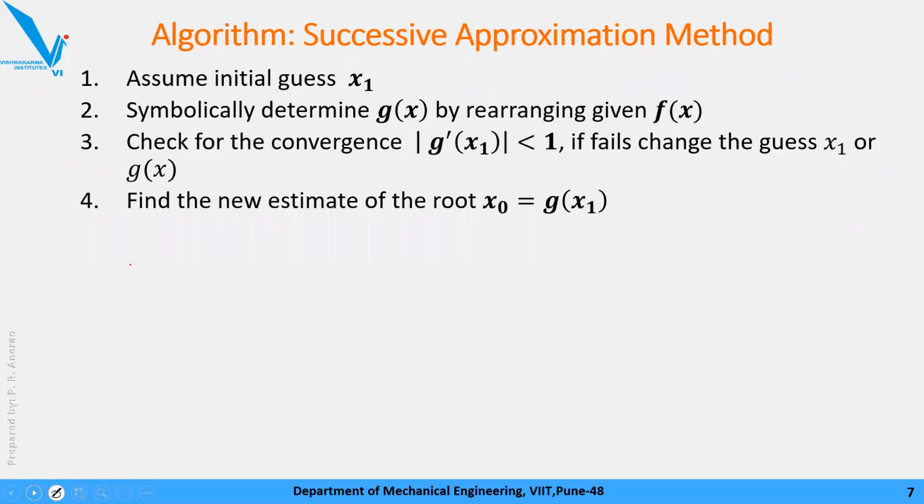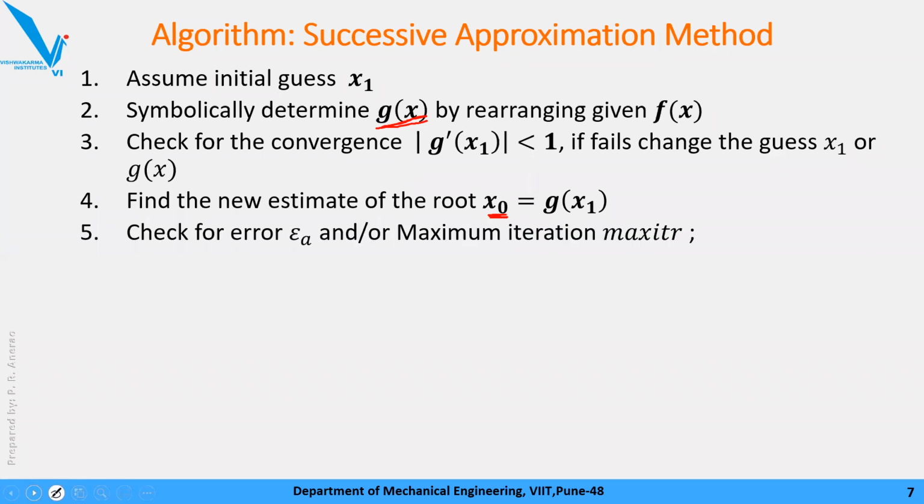So fourth step, easy step, what do you have to do? Estimate the root x0. How to do it? Here you don't need to remember any formula, just take this g of x out, put the initial case in that function, you will get your root. That's it. So this is your iteration.